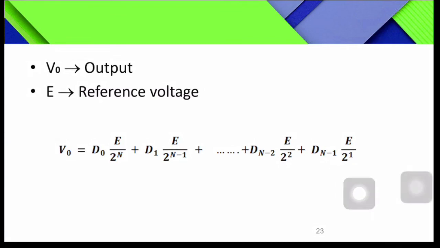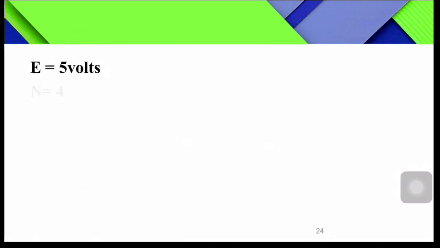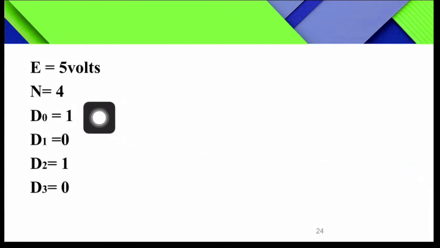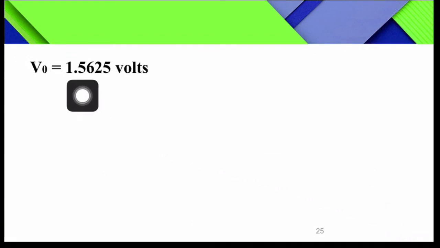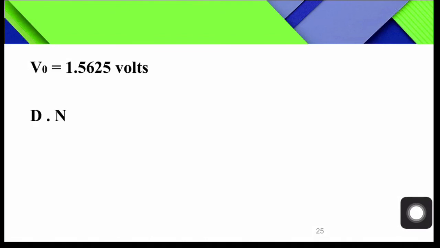Got it? Coming back to our question, it is given that reference voltage is 5 volts, n equal to 4, and the binary input is 0101, that is D0 = 1, D1 = 0, D2 = 1, D3 = 0. By substituting these values, we get the value of output voltage as 1.5625 volts. Thus, our answer is option D, none of the above.